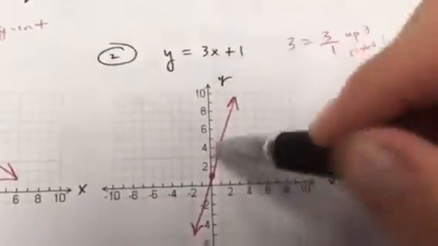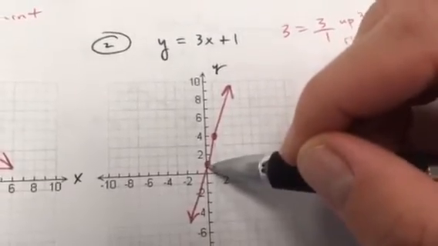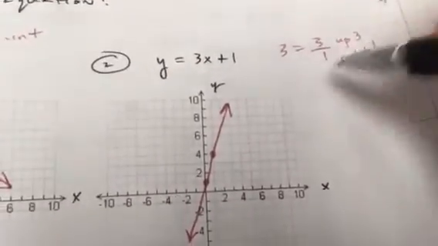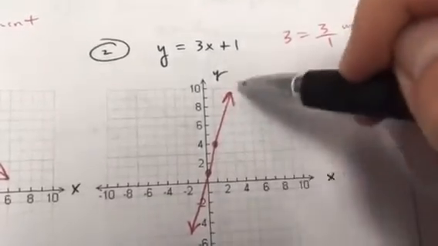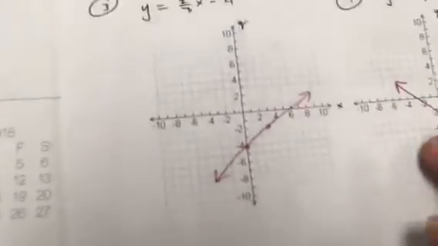On to the next one. The y-intercept is 1. That's why you put a dot right there. The slope is 3, which is 3 over 1, meaning you go up 3 over 1. Put another dot there. Straight line goes through those 2 points.